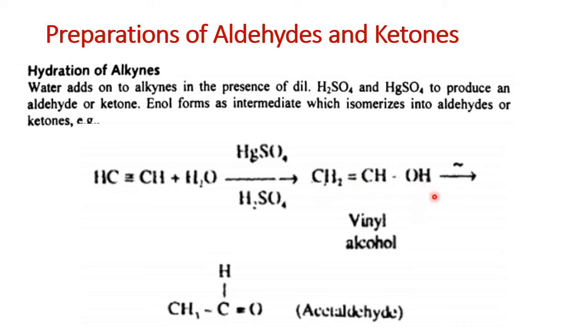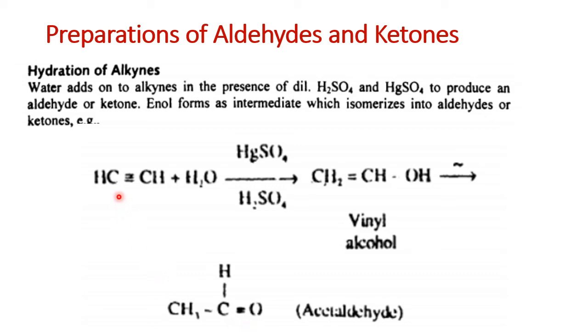So this hydrogen is moved from oxygen and it will attach to this carbon. So now the change will be CH3, single bond, C double bond O, and H. So this is acetaldehyde. That is called tautomerism, a rearrangement. Tautomerism is a shift of a proton from one atom to another atom within the same molecule. So this is called acetaldehyde.